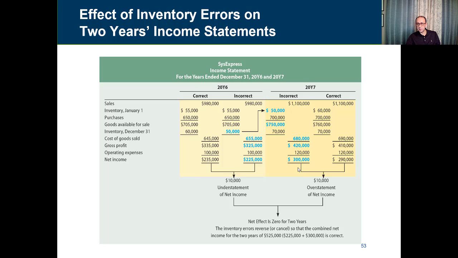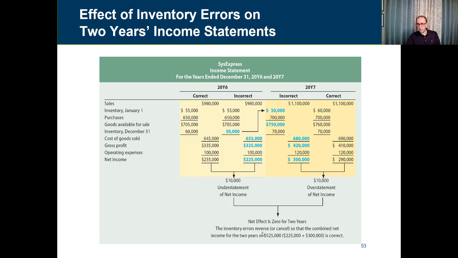And then finally, net income is also overstated. The correct value is 290, but we have $300,000 here. That's the incorrect value. So in 2016, the error in ending inventory led to a $10,000 understatement of net income, and the same error, when it moved forward to 2017, led to a $10,000 overstatement of net income. So you can see, as it says here, the net effect is 0 over 2 years because 1 year it's understated and the other year it's overstated, so there's a wash.